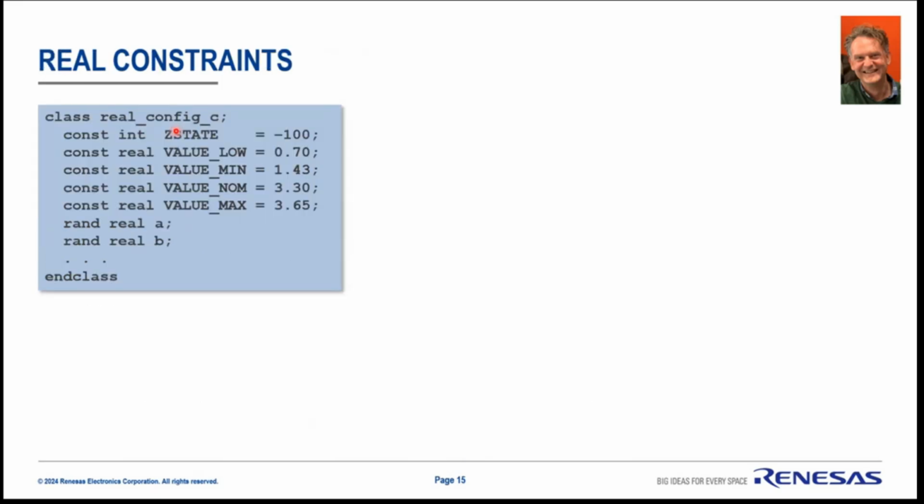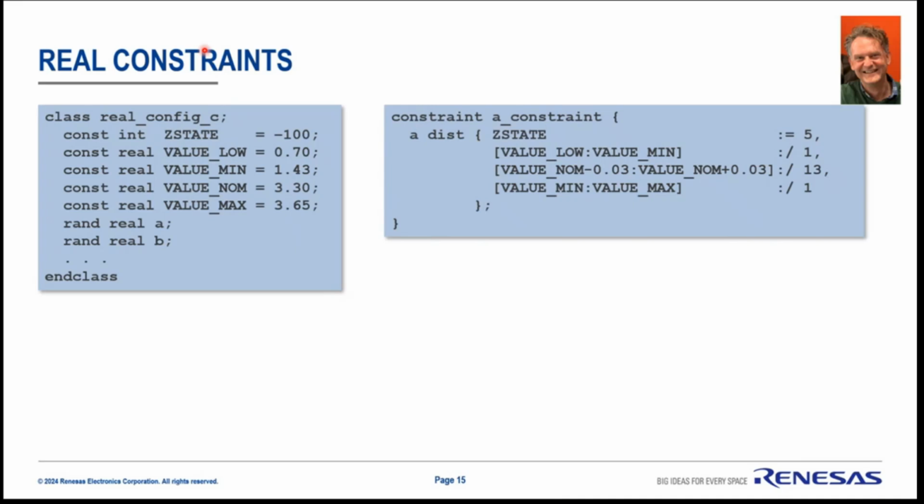Okay, so just like we had some constraints on the integers, we can apply constraints to real numbers. In this class, I've declared a couple of constant values to make those constraints a little bit more clear. We've got various values, low, min, nom and max, and two numbers, real A and B, which we are going to apply constraints to.